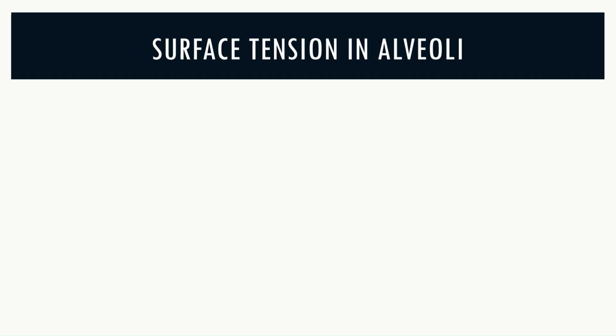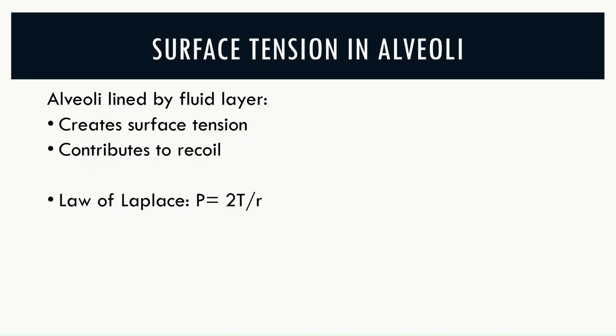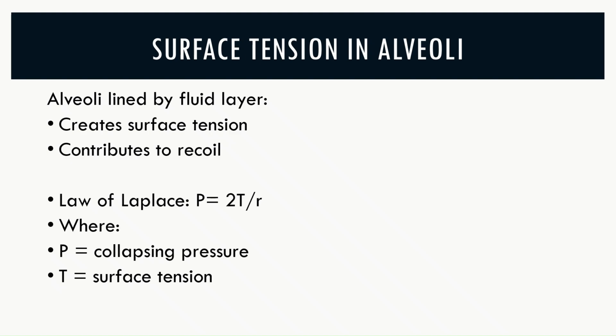Surface tension in alveoli. The fluid lining alveoli creates a surface tension which contributes to collapsing pressure. According to law of Laplace, the pressure required to open alveoli is directly proportional to surface tension and inversely proportional to its radius. P is equal to 2T by R, where P is the collapsing pressure, T is the surface tension, and R is the radius of alveolus.